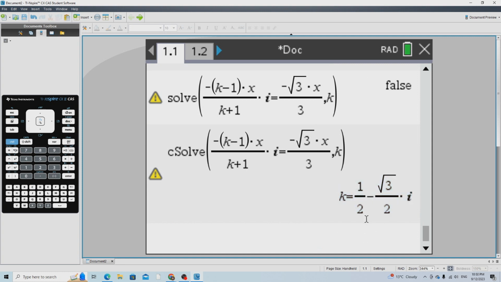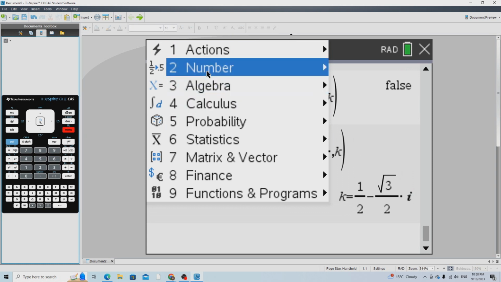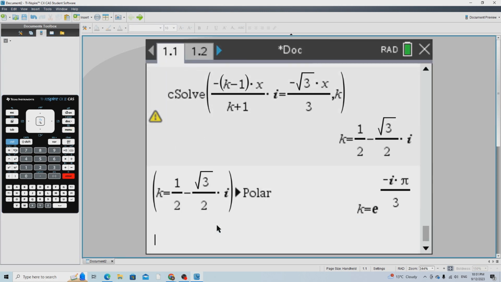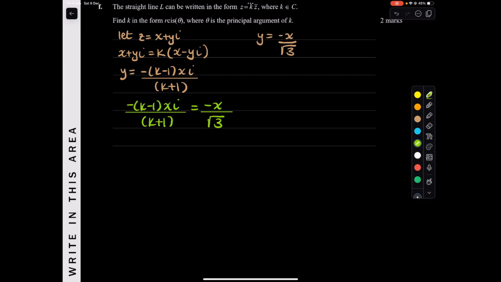Nice. But we want it in terms of cis theta, in polar form. That's easy. We go to menu, number, complex number 2, and we want to convert to polar. Enter, and it's given here. So your radius is 1, and your angle is negative pi on 3. Forget the i, just negative pi on 3. Your k value is just going to be cis negative pi on 3.